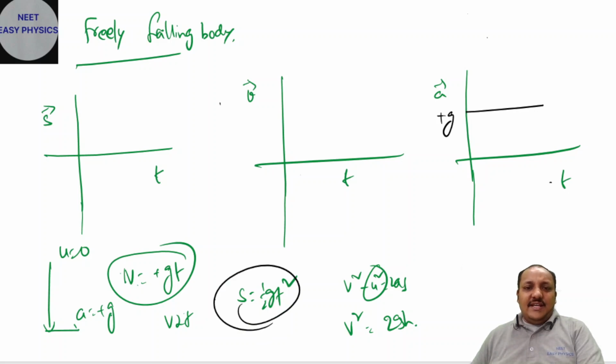Velocity is going to increase. Velocity is going to increase means the graph will be coming like this. In case of a freely falling body, velocity increases. Next, the velocity time graph. In the velocity time graph, the initial velocity is 0, therefore it will be coming from here.